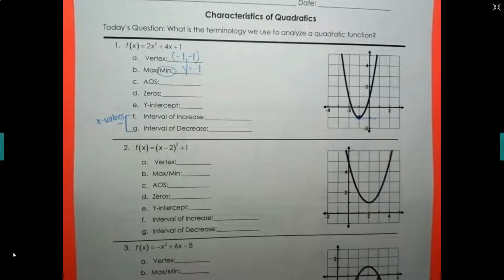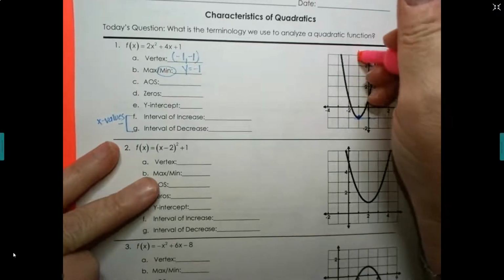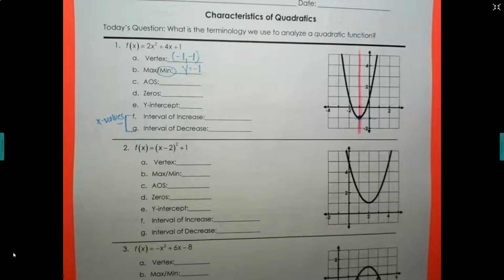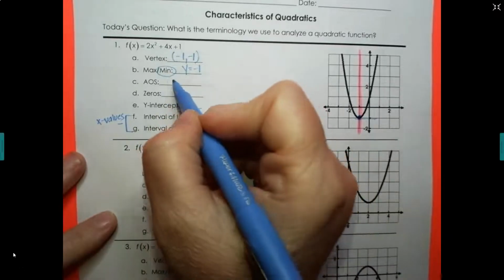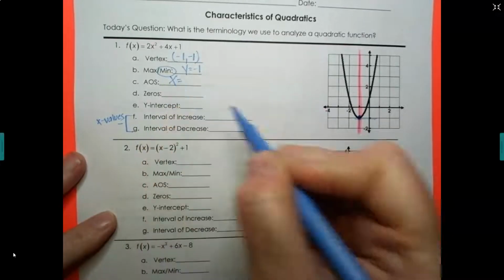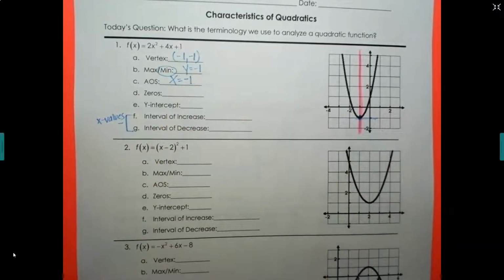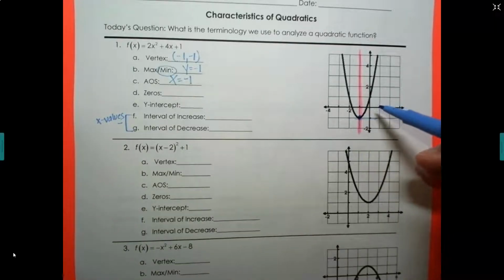Our axis of symmetry, remember, is that imaginary line that cuts the parabola exactly symmetrically in half. It goes right through the vertex. And because it's a vertical line, we name it x equals, and since it goes through the vertex, it's the same as the x value of the vertex. So x equals -1.